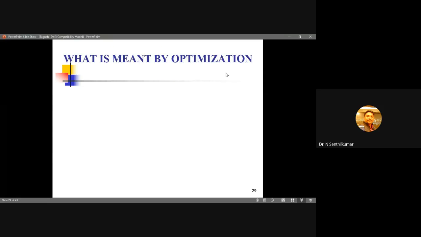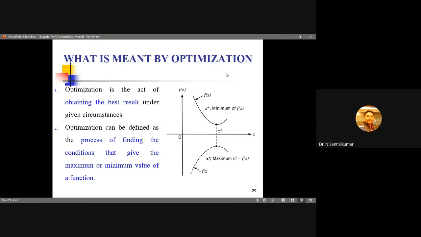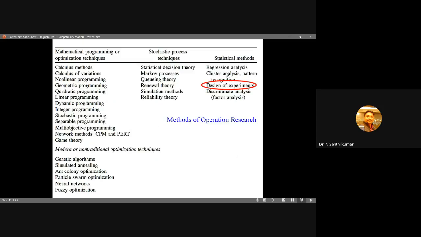This is another one: optimization, as I was previously telling, is obtaining the best result under the available resources. There are many methods of optimization, and all will be under operations research. Here we have calculus, the mathematical optimization techniques, that is, traditional optimization techniques: calculus, non-linear programming, geometrical programming, quadratic programming, linear programming. Then modern or non-traditional techniques: genetic algorithm, simulated annealing, ant colony, particle swarm, neural networks, fuzzy. And in the statistical methods, you come across design of experiments.